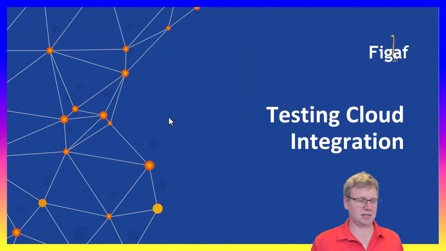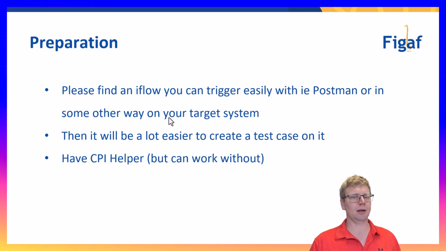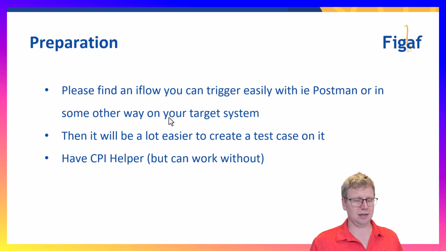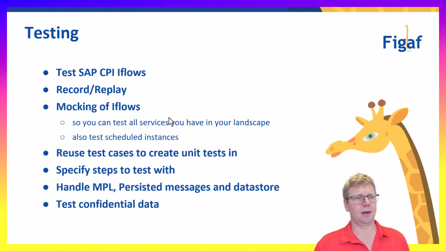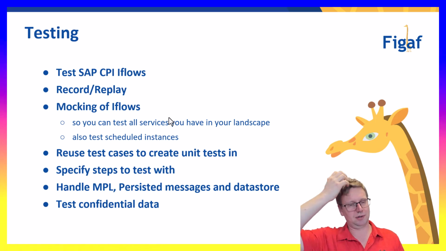Okay, testing. So we started out as a testing tool. Now, as you can see, there's a lot more about this. So the idea is we need to find an iflow that you can trigger with Postman or Bruno in the target system, and it's a lot easier to create test cases with this. Have CPI helper, and here are some of the different things we will try to cover in this session.